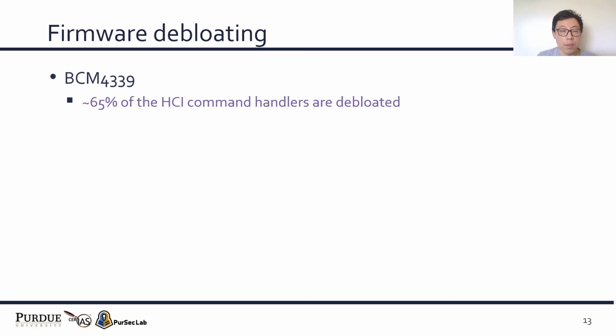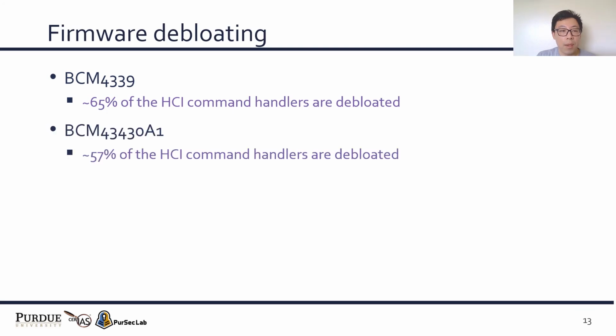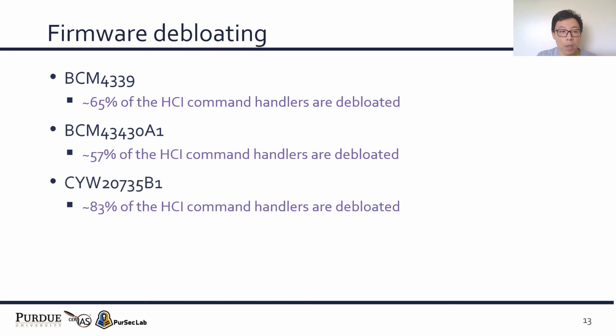To evaluate the firmware debloating, LIGHTBLUE can remove 65% of the HCI command handlers on the firmware of BCM4339 and can remove 57% of the handlers on the firmware of BCM43430A1. The firmware of the development board, CYW20735B1, has the highest HCI command handler reduction rate, which is 83%.